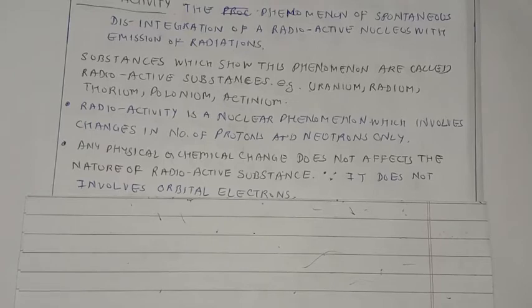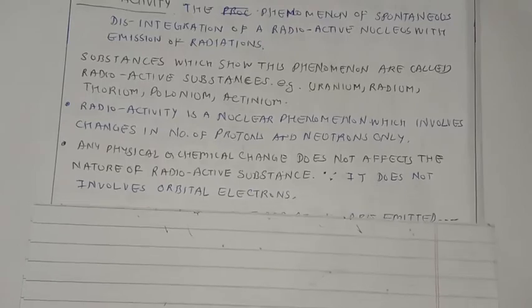So any oxidation process or any reduction process of a radioactive substance cannot alter the radioactivity of that particular substance. It can affect its chemical properties, but it is not going to affect its radioactive properties.